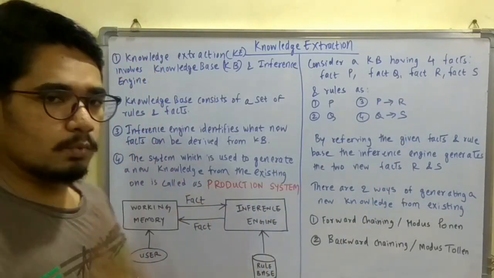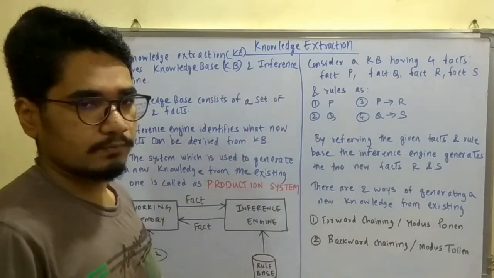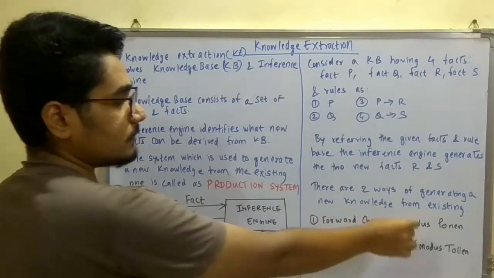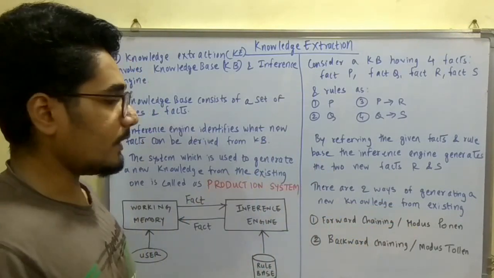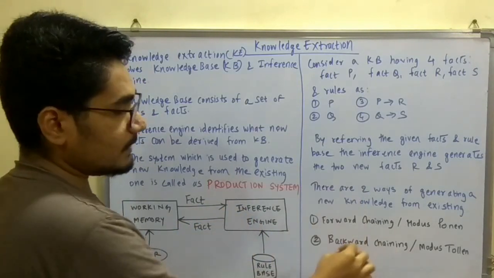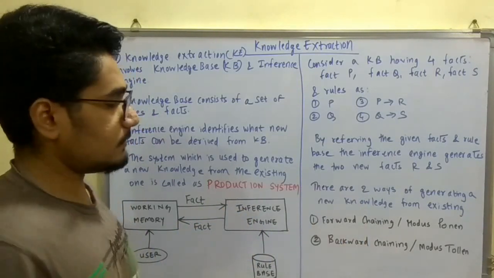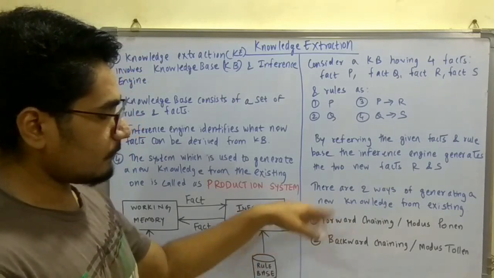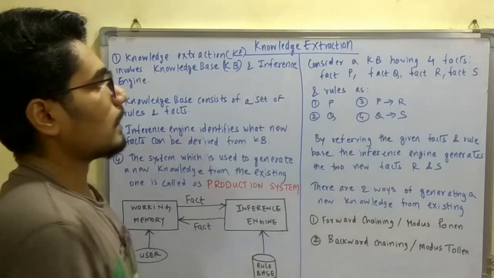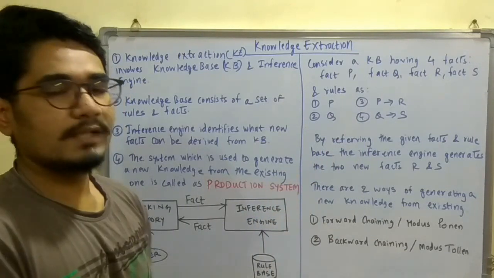Now, there are two different ways to extract this kind of knowledge. Those two are forward chaining, which is also called modus ponens, and backward chaining, called modus tollens. I'll be discussing these two techniques in my successive videos. There are algorithms which come for forward chaining and backward chaining. So for now, that's all about knowledge extraction in AI.